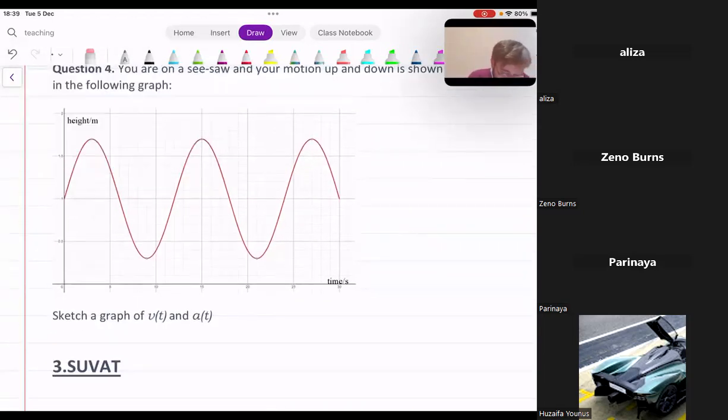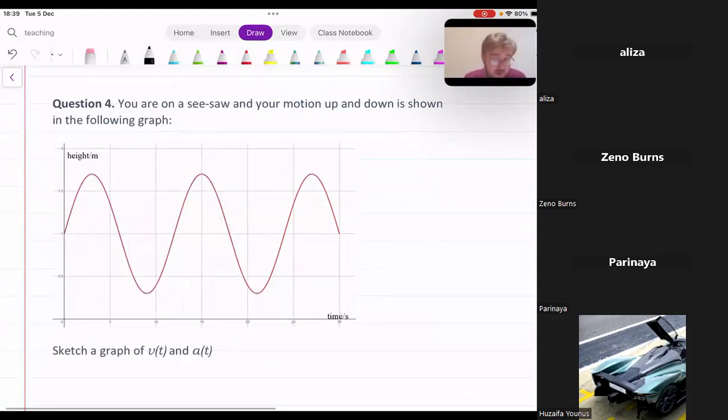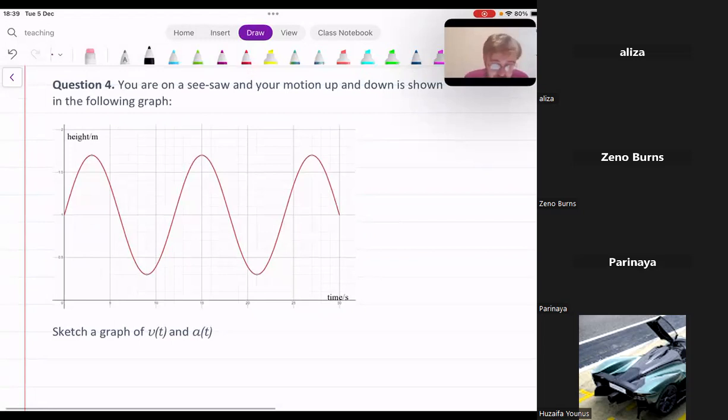Okay, here we've got a graph. So for question 4, we have a graph of height as a function of time. I forgot to read the question. So you're on a seesaw, and your motion on the seesaw, you go up to the top, then you come back down again, then you come back up again, you go back down again, and you repeat. So we've got a graph here of height, or sorry, height plotted against the amount of time you spent on the seesaw.